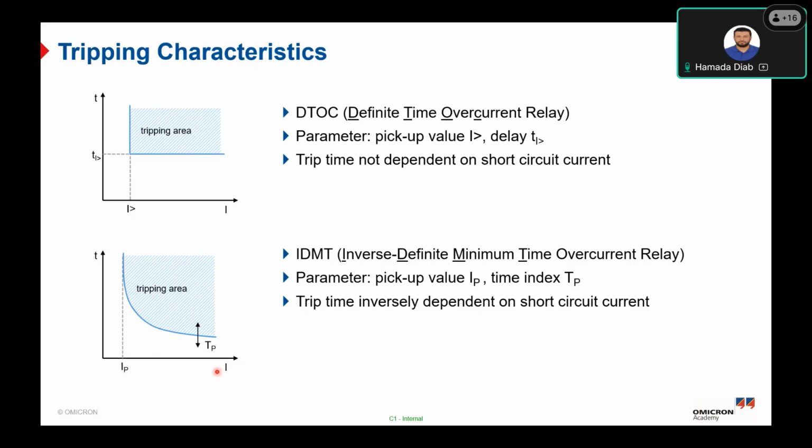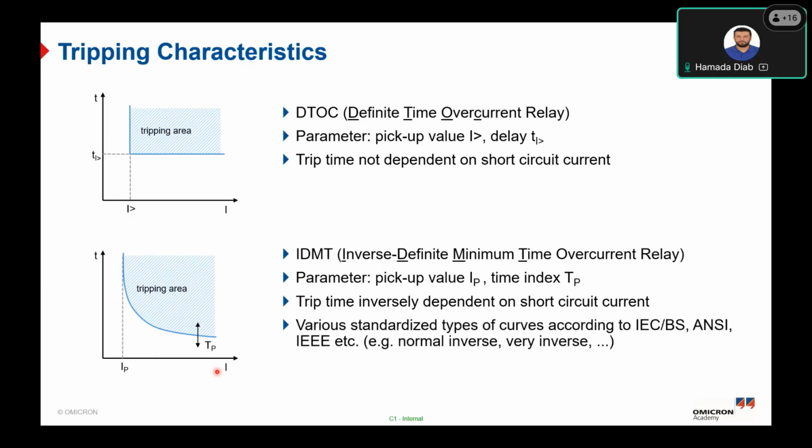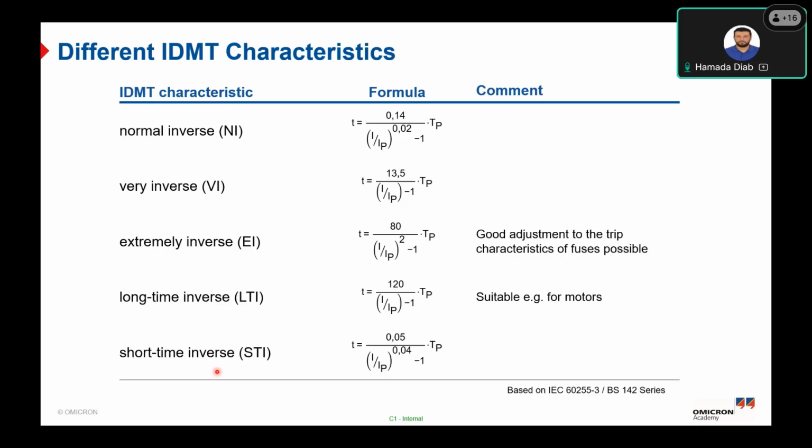IDMT tripping characteristics. Okay, so these can be standardized types of curves according to the IEC, the ANSI code, or the IEEE, such as normal inverse, very inverse, extremely inverse, long-term inverse, and so on. Okay, so here are the main differences between the tripping characteristics. Now I will give you some examples of the equation, how to calculate the tripping times based on the selected curve. So here we have the IDMT characteristic in different curves based on the IEC.